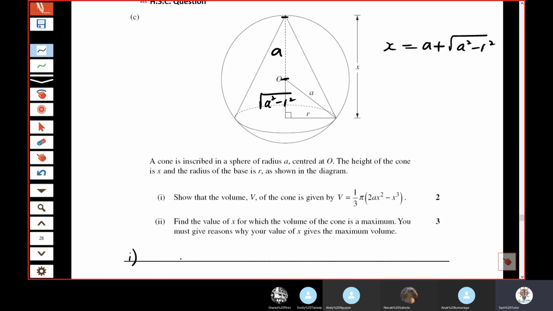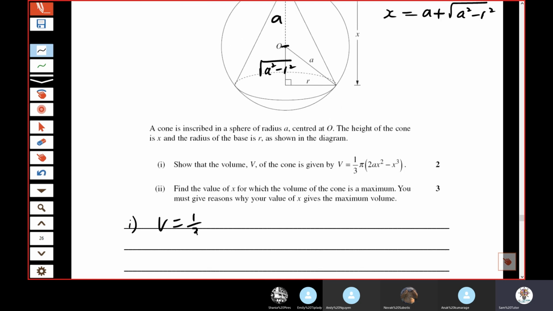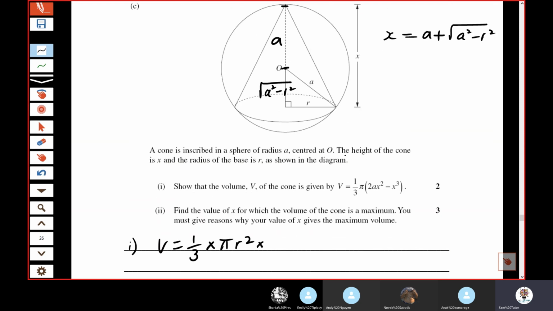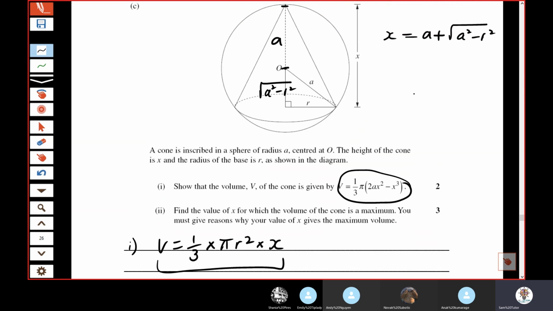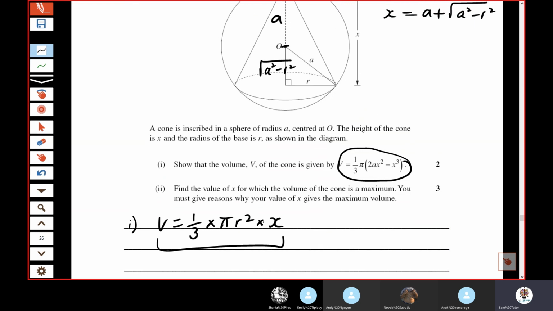What's the volume of a cone? One third times pi r squared, which is literally r squared in this case, times height, which in this case is x. What's the only difference between what I've got here and what I have here now? What would be the only thing that needs to happen now? The x in the first one, I get x and put it in here. But if I do that, then I won't have x's.